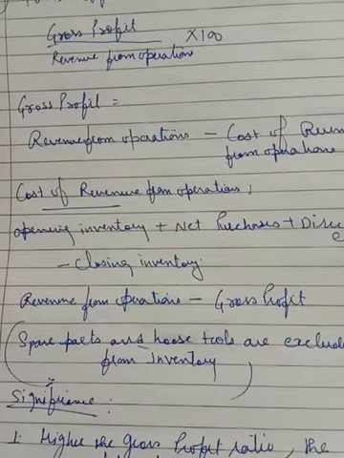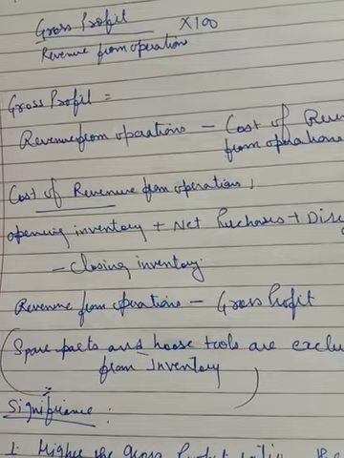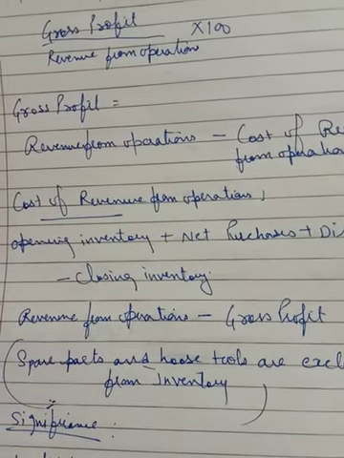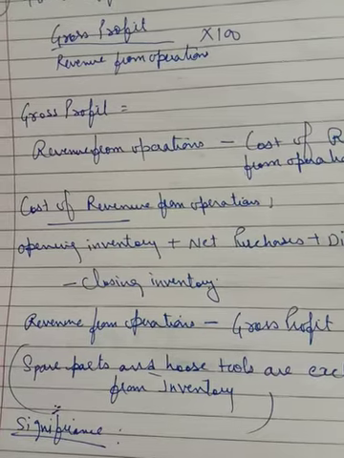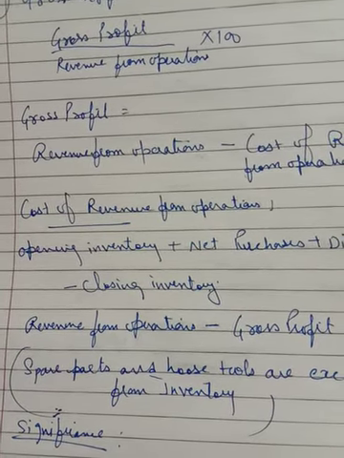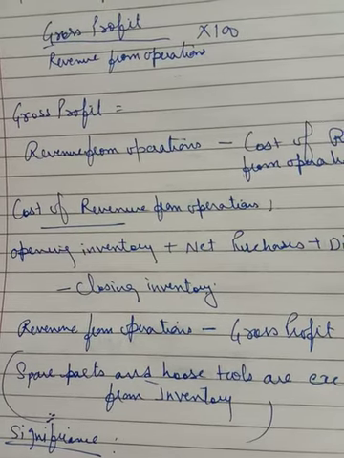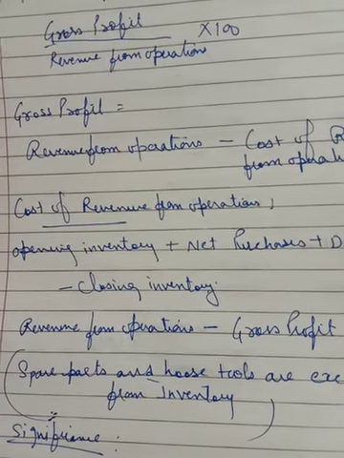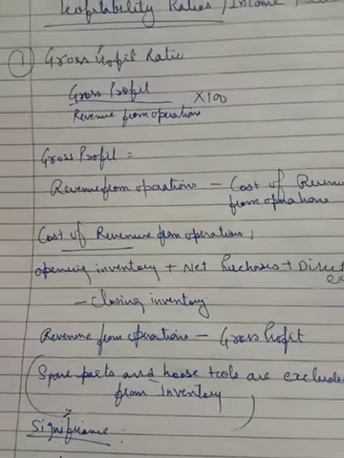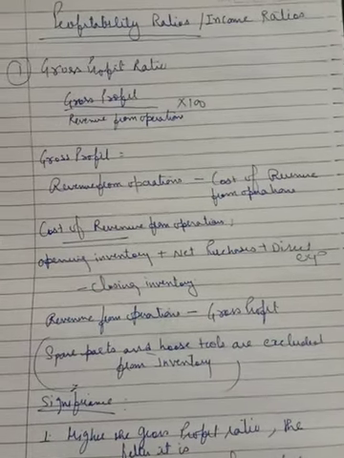And the ratio can be used to compare the gross profit of the previous year or one firm to another firm, and it can be easily known how the firm is going on with direct expenses and cost of revenue from operation having a difference with the revenue from operation. This ratio is basically used to know the gross profit of any business. And the higher the gross profit, the better it is for the business. So this is the significance of gross profit ratio.